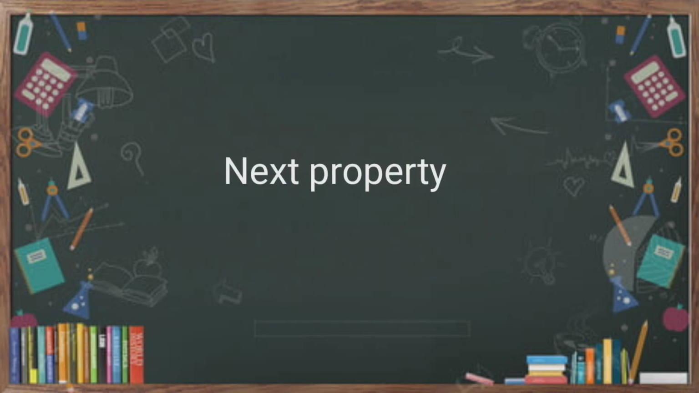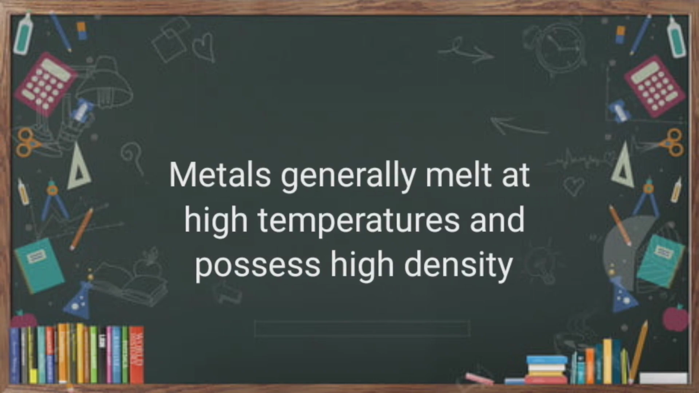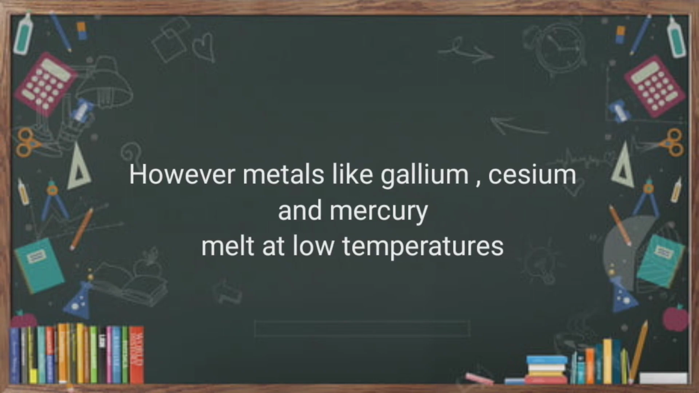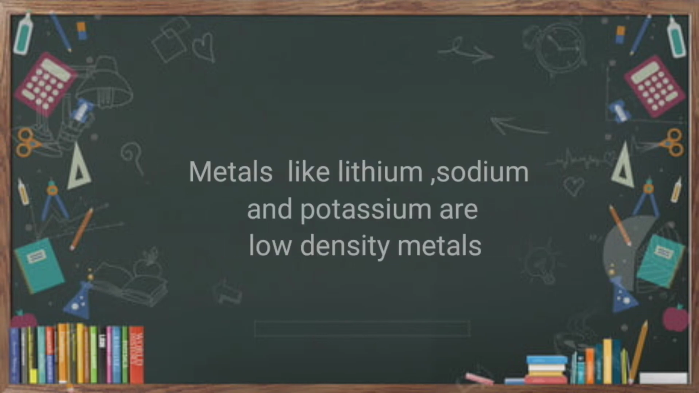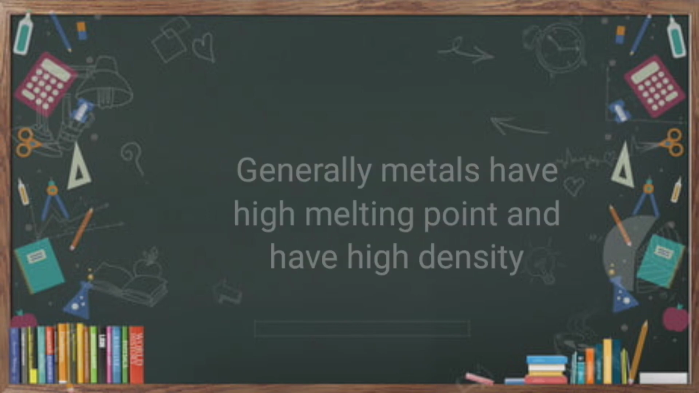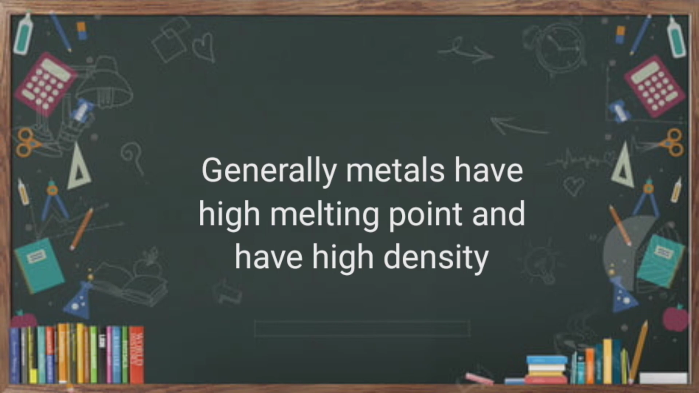Moving to the next property of metals. Metals generally melt at high temperatures and possess high density. However, metals like gallium, cesium and mercury melt at low temperatures. Metals like lithium, sodium and potassium are low density metals. But we can conclude that generally metals have high melting point and high density.